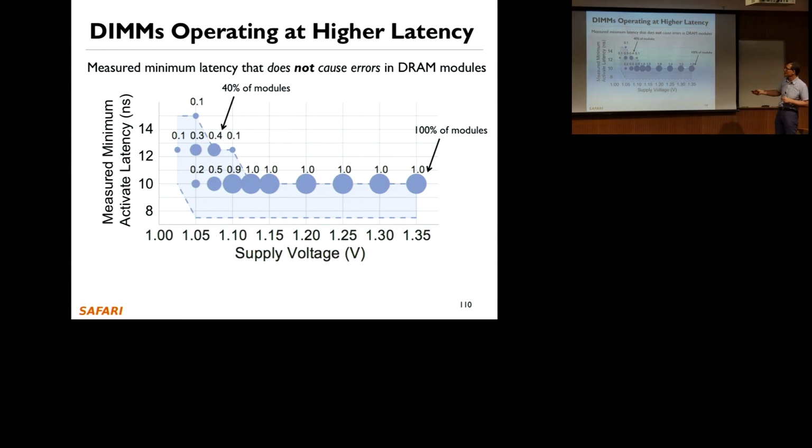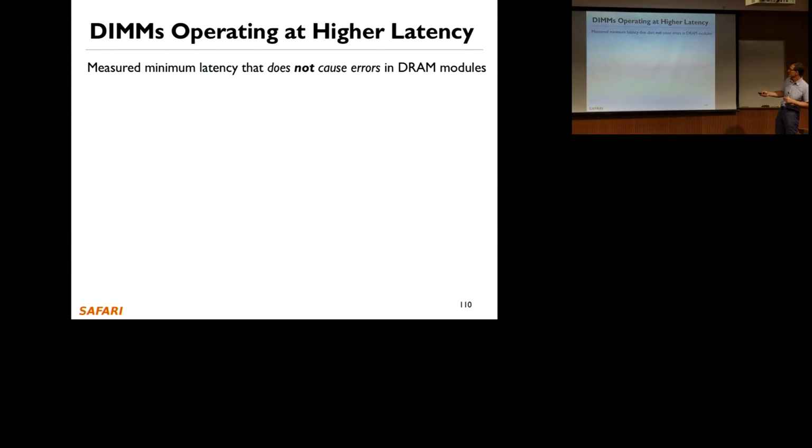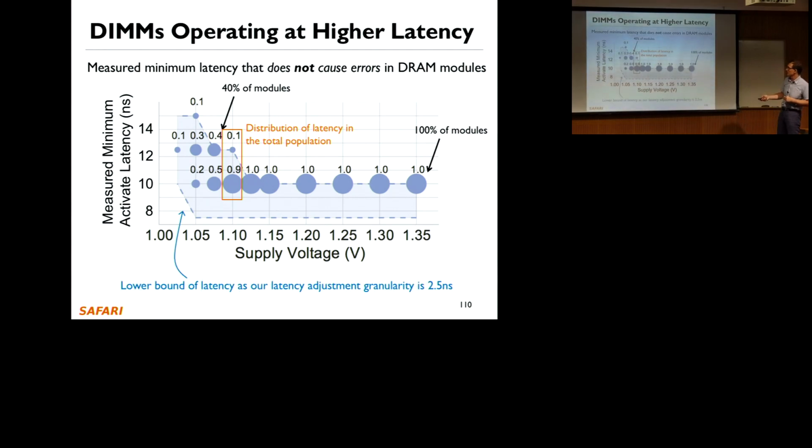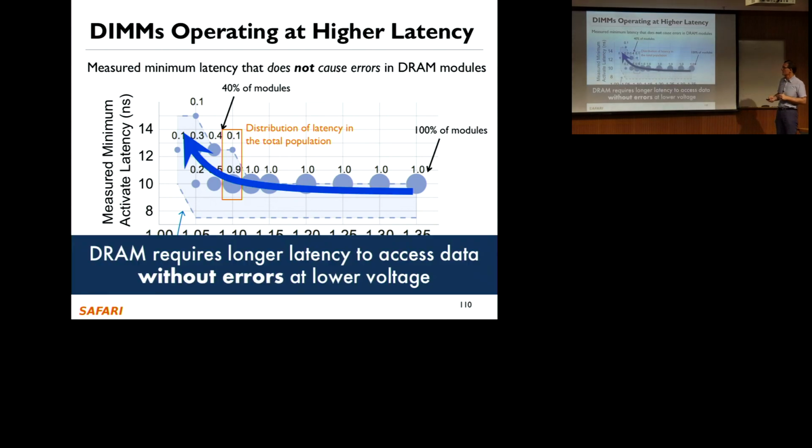And as you go over here, you can see that the shape of the curve is very similar to what we've seen in simulation. And this is the distribution of latency in the total population. As you can see, this is the lower bound of latency. We have this margin over here because we cannot change the latency at a finer granularity than 2.5 nanoseconds. That's limited by the frequency of our FPGA, basically. OK. So again, this is obvious, but it's experimentally validated as well. DRAM requires longer latency to access data without errors at lower voltage.